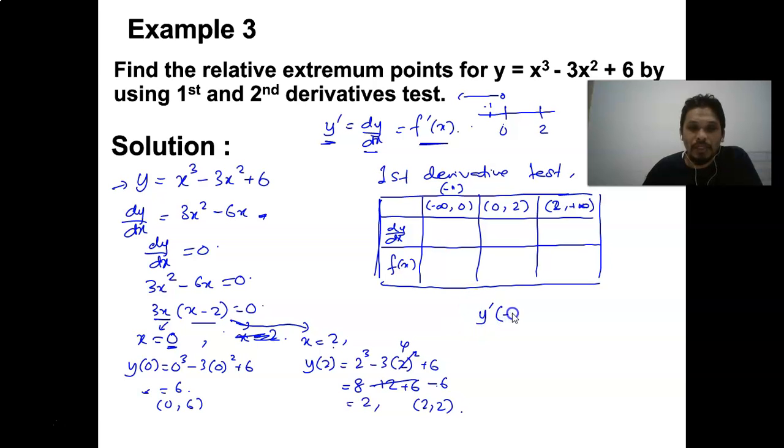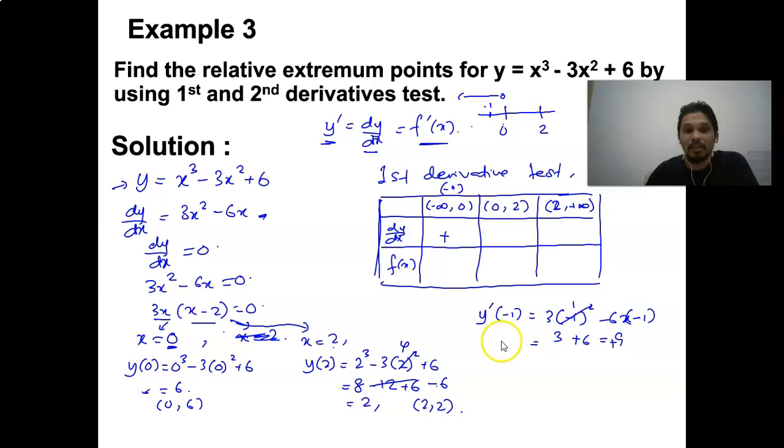Y prime with negative 1, which is 3 times negative 1 squared minus 6 times negative 1. Negative 1 squared is 1, times 3, and negative 1 times negative 6 is positive 6. So 9, positive. It is positive then. Okay, and then y prime where x is any number that lies between 0 and 2.